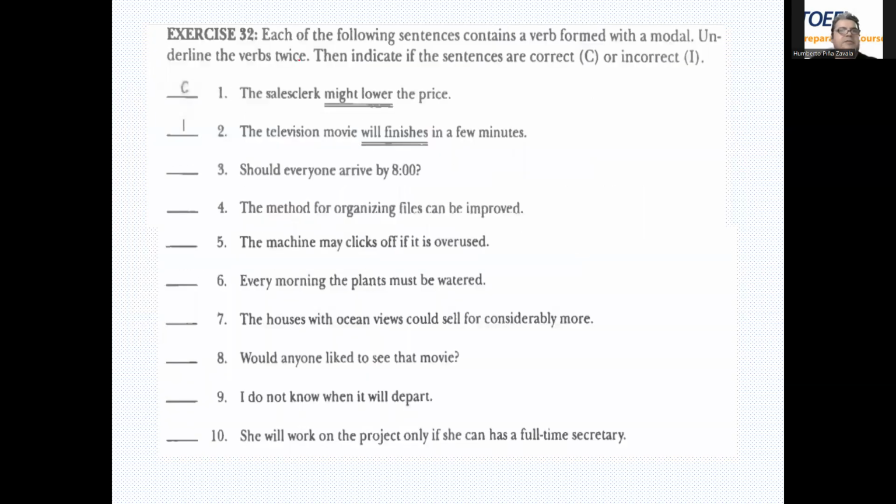And it reads like this. Each of the following sentences contains a verb form with a modal. Underline the verbs twice, then indicate whether the sentences are correct or incorrect. The sales clerk might lower the price. Here we have an auxiliary, so the verb is in the base form. This is correct. The television movie will finish in a few minutes. Here we've got the auxiliary will, so the main verb should be in the base form, not the third person.